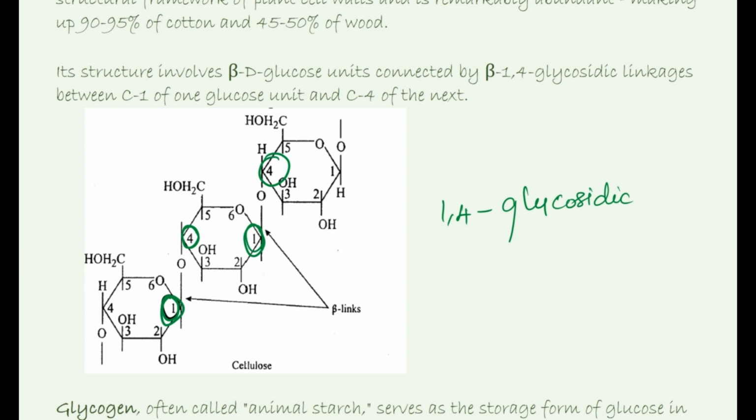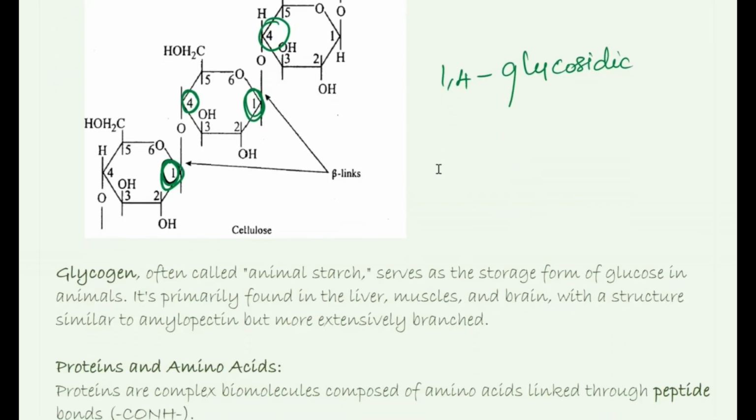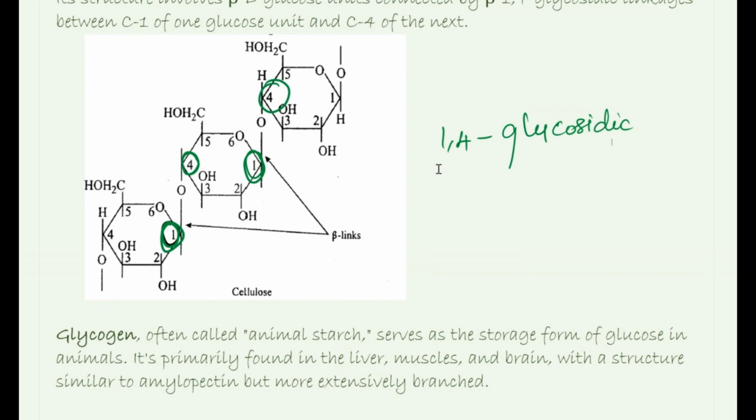Okay, then glycogen. Glycogen is often called animal starch, which serves as a storage form of glucose in animals. We can find this in the liver, muscles and brain as well. It has a structure similar to amylopectin. I told you that amylopectin is a complex structure, but still, it is more highly branched in the case of glycogen.